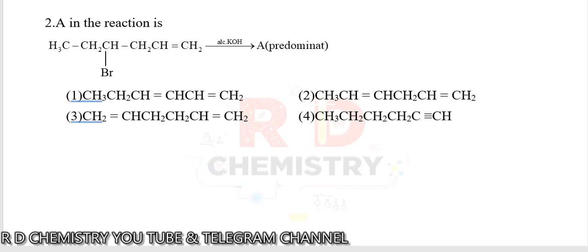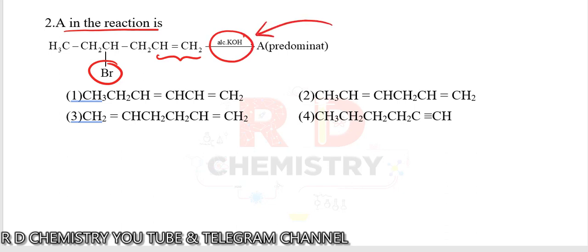Question number 2. In the reaction there is a bromo compound given, there is an alkene, there is alcoholic KOH. What is the role of alcoholic KOH? It acts as a dehydrohalogenating agent. So dehydrohalogenation takes place.